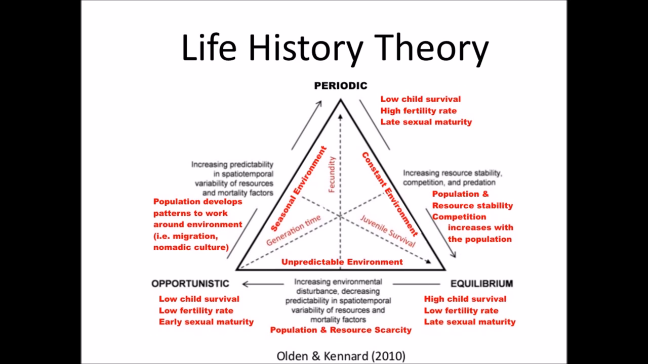Resources are fairly abundant. So you're going to have a more or less steady population as well as steady resources. So this leads to the equilibrium phase. And in the equilibrium phase, you have high child survival, but then in response to this population explosion, you're going to have lower fertility. And of course, late sexual maturity. People are going to basically have fewer children later in life because the children are surviving.